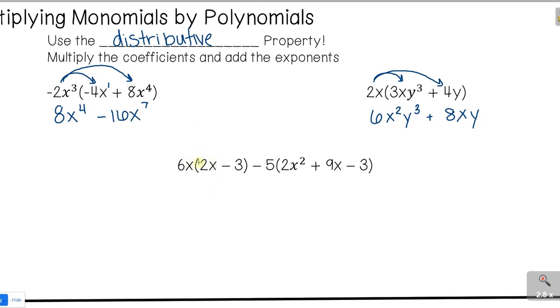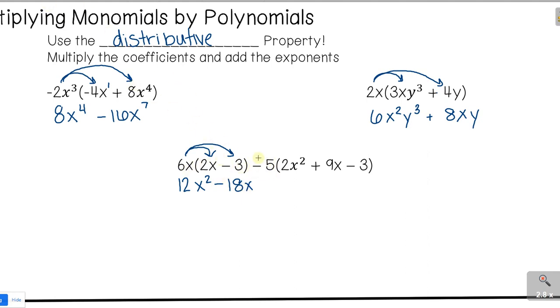So, we have two sets of parentheses. So we're going to take the term that is attached to the parenthesis to multiply it into the parenthesis. So 6x gets multiplied into this first set of parentheses. So 6 times 2 is 12. X times x is x squared. And 6x times -3 is -18x. So that took care of this first parenthesis.